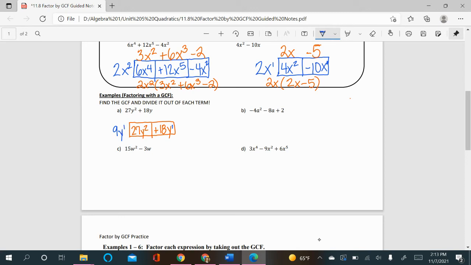Okay, well, to get 27, I need 9 times 3. And to get y squared, I need another y to the first. Okay, to get 18, I would have 9 times 2. And then this already has the y. So when I go to write my answer, a GCF, and then what I got.